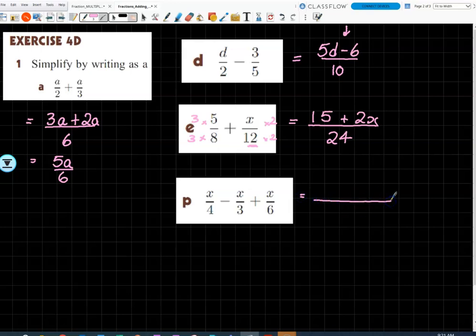So now, we've got 3 terms. Same deal. What's the smallest number that 4, 3 and 6 all go into? Yep, take 6, double it, 12, and then away you go. Bless you.